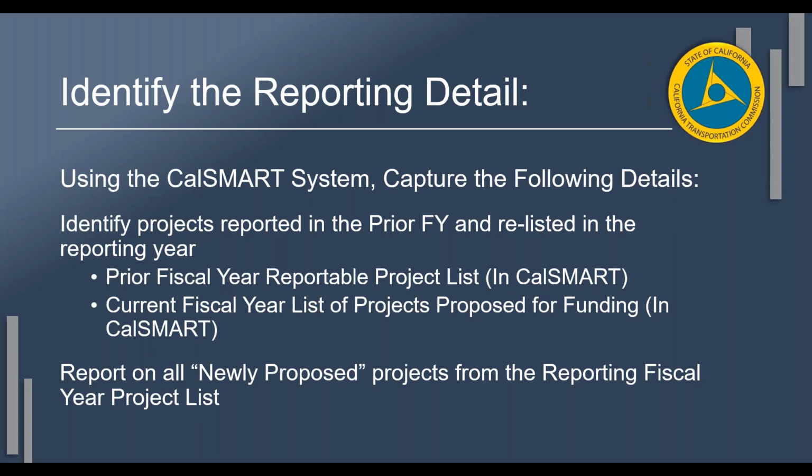You want to identify prior fiscal year reportable project list, and that's in CalSmart. And so prior reportable is the prior year's expenditure report, and then current fiscal year list of proposed projects for funding. That is the list that you had proposed for eligibility that year, right? And so we're going to talk through all of this. And then you want to make sure that you're making note of any newly added projects or newly proposed projects, how we refer to them. And this just means these are brand new projects that didn't appear before that are being added.